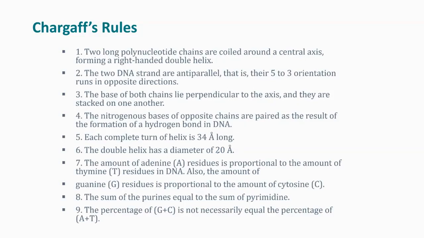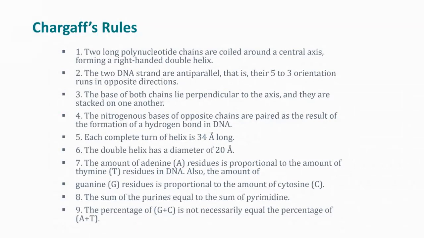All right, 2 nanometer. And the amount of the adenine is proportional to the amount of thymine because of the base pairing. All right, so if you have 10% of thymine, then you must have 10% of adenine. Okay, it has to be the same because they are complementary to each other. And then the guanine residue is proportional to the amount of cytosine. And then the sum of the purines will always equal the sum of the pyrimidines.